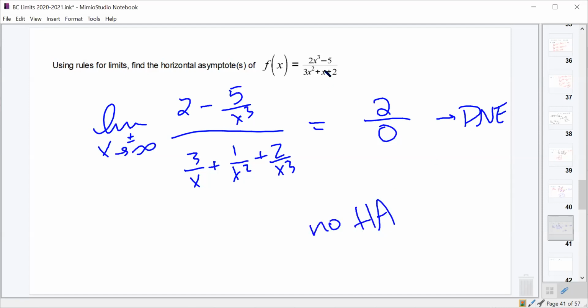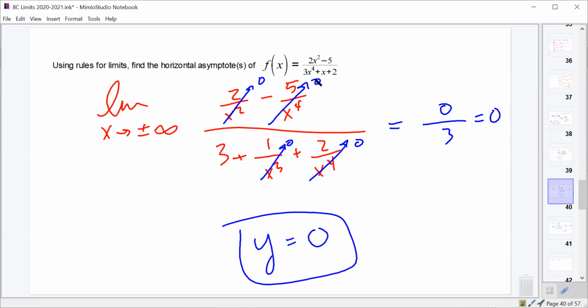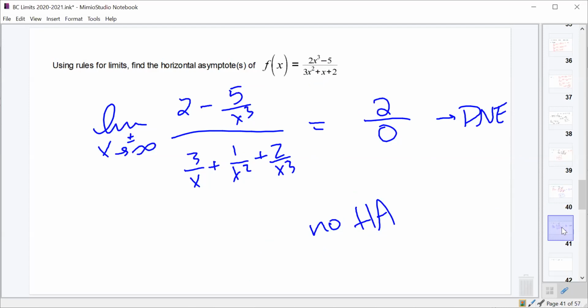So our rule for when the degree is higher in the numerator than the denominator is no horizontal asymptotes. And if the degree of the denominator is larger than the degree of the numerator for a rational function, you're going to have a horizontal asymptote of y equals 0 in both directions.